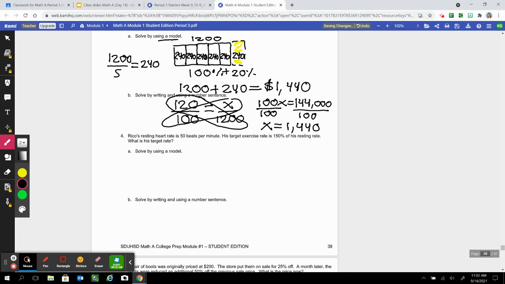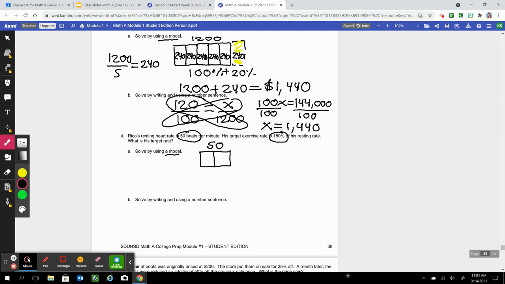Rico's resting heart rate is 50 beats per minute. His target rate is 150% of his resting rate. What is his target rate? So you can solve using a model, or you can just solve using a number sentence. So I'll just show a model just because they give us some space to do it. So if it's 50 beats per minute, I have a bar model that starts with 50. And I'm going to increase it by 50% more.